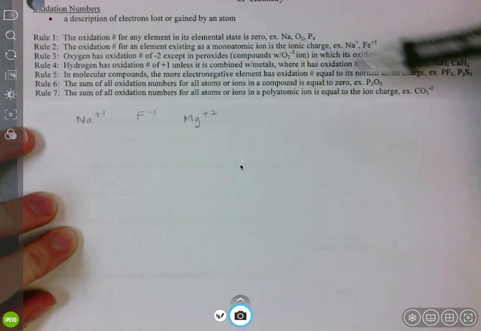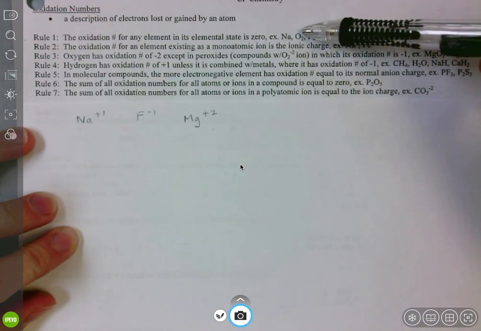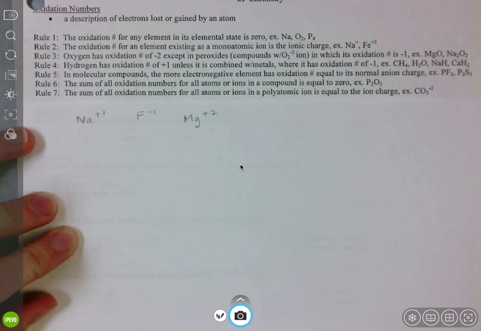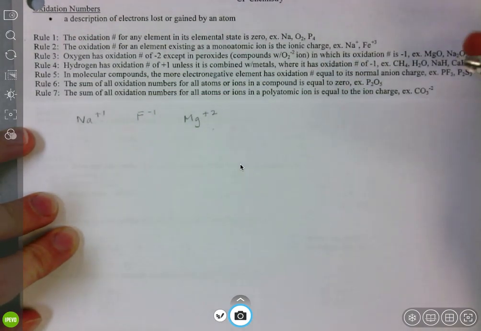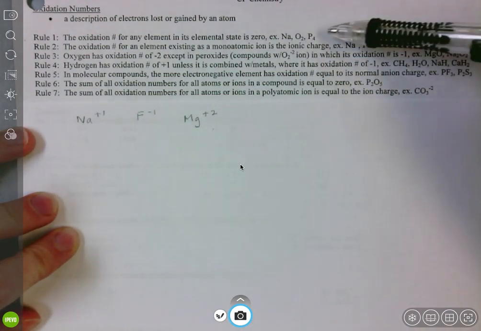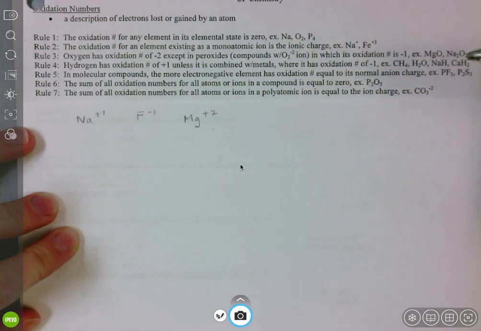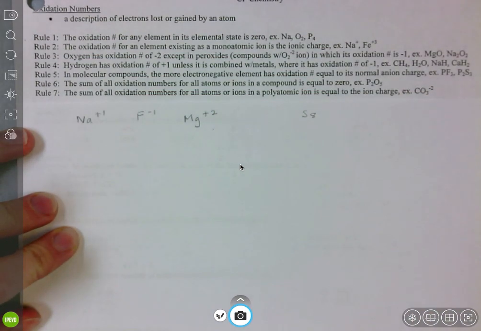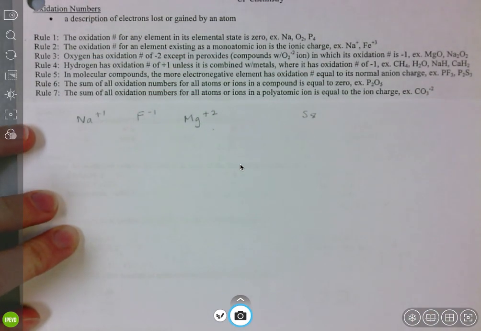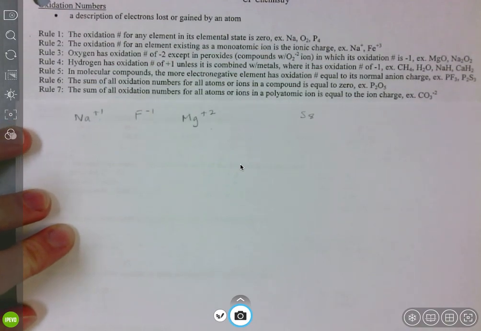So sodium by itself is neutral, it's 0. Oxygen is diatomic, and when it's diatomic, its oxidation number is 0. Phosphorus shows up in groups of 4 when it's by itself, so its oxidation number is 0 as well. Sulfur shows up as S8, and sulfur's is 0 as well. So elemental state is 0.